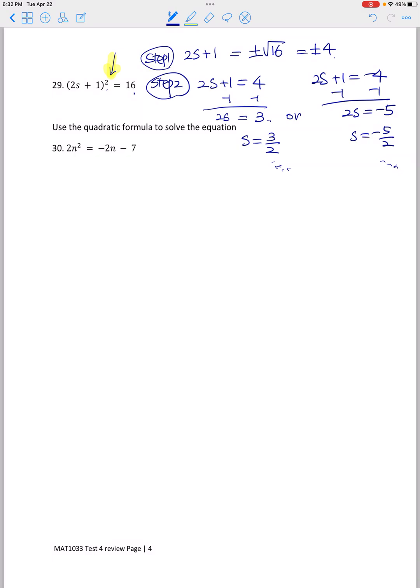Now we go to 30. Use the quadratic formula to solve the equation. So I move this one to here. They're expecting you to memorize the quadratic formula, so I recommend you memorize the formula.